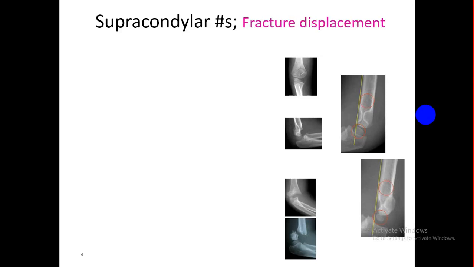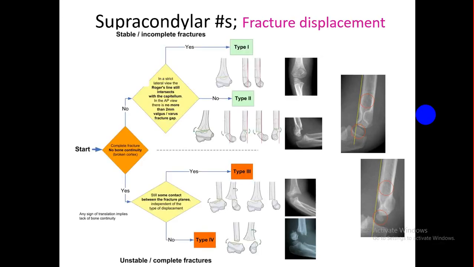The AO have subdivided these fractures into 4 types, where when you start, you see whether it's a complete fracture or not. Is there any bony continuity? If there's no bony continuity, this brings you down to the unstable complete fractures. If there's bony continuity, you go up to here, and when you look at the lateral view, you are all aware of what's called the anterior humeral line, or the Rogers line. This line should intersect the lateral humeral condyle of the capitellum.